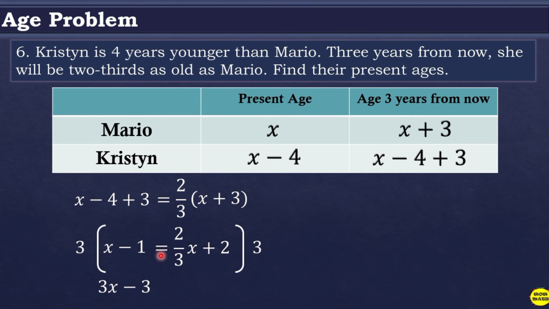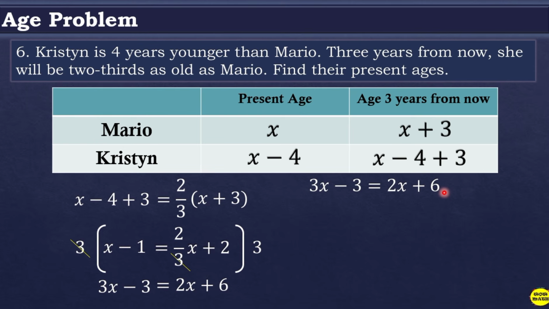Is equal to, okay, so ito pwede mo na to i-cancel. Okay, so ang maiiwan na lang ay 2x. Okay, 2x na lang kasi cancel na siya, 2x. And then 3 times 2, that is 6. Okay, so we now have 3x minus 3 is equal to 2x plus 6.